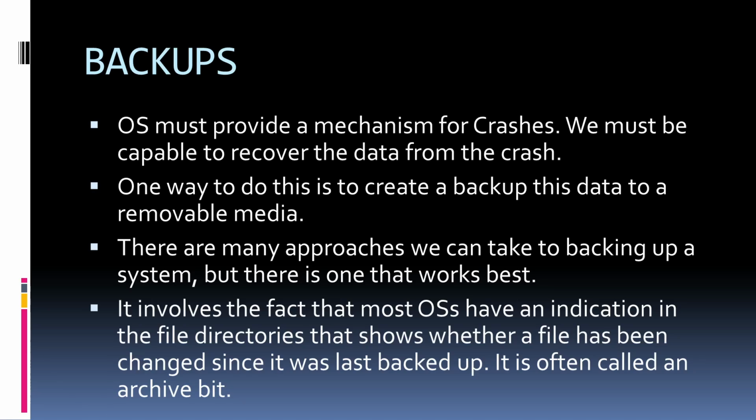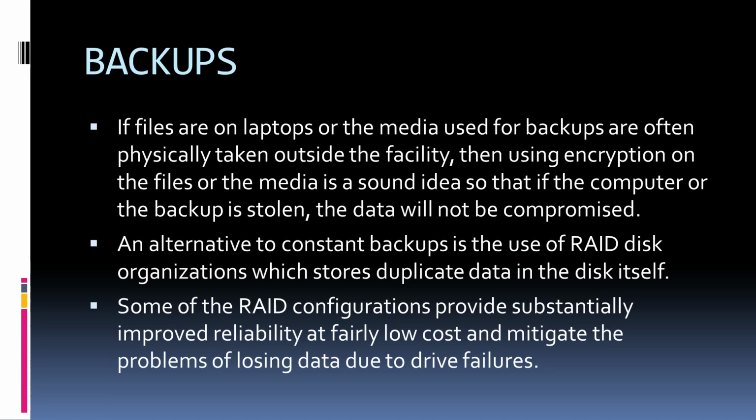Backups. The OS must provide a mechanism for crashes. You must be capable of recovering the data from the crash. One way to do this is to create a backup of the data to a removable media. There are many approaches you can take to backing up a system, but there is one that works best. It involves the fact that most OSs have an indication in the file directories that shows whether a file has been changed since it was last backed up. It is often called an archive bit.